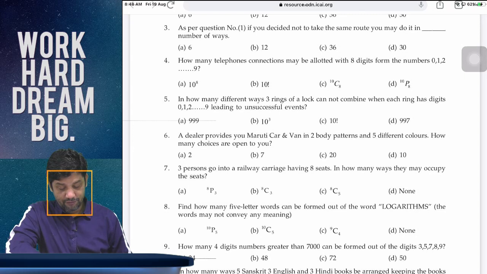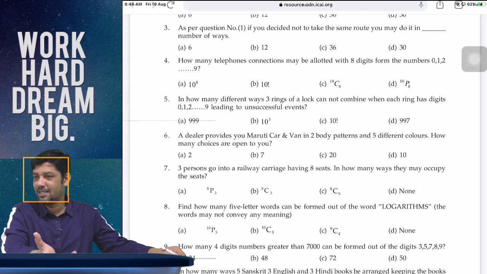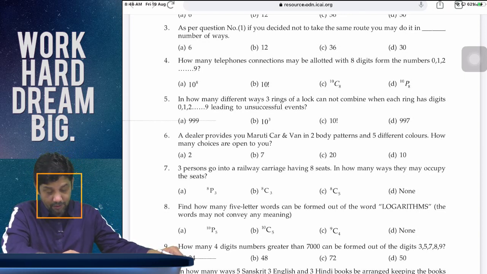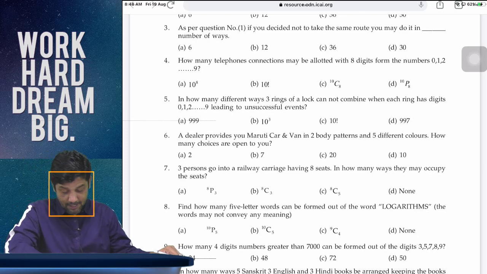In how many different ways can 3 rings of a lock combine? Each ring has digits 0 to 9, leading to unsuccessful events. 999. Yesterday we discussed that, right? Our number lock answer also you gave, 9999, 4 times 9. Next.